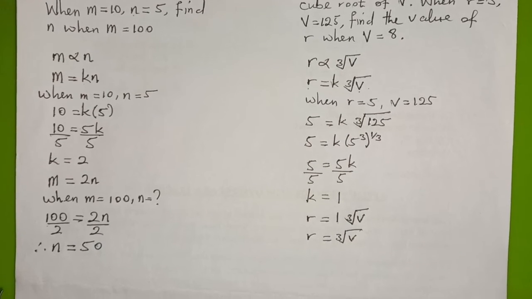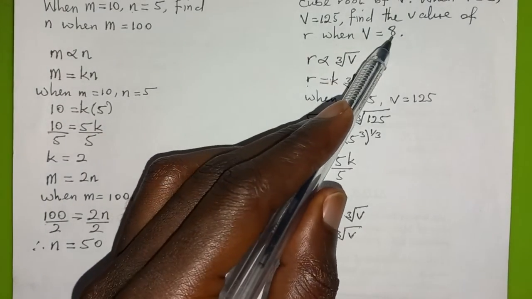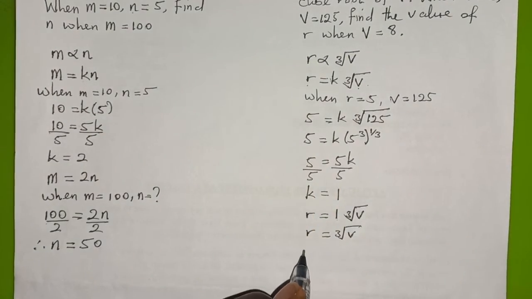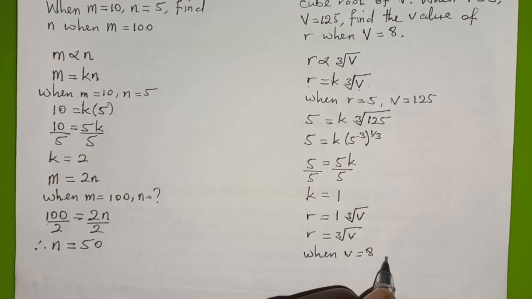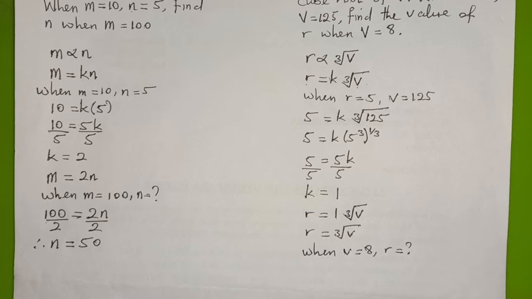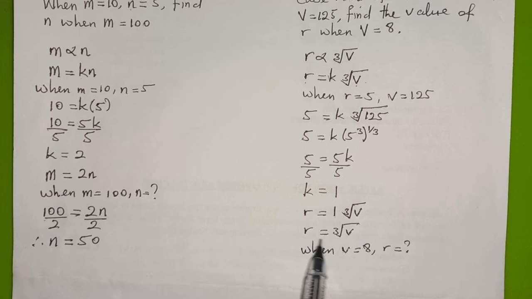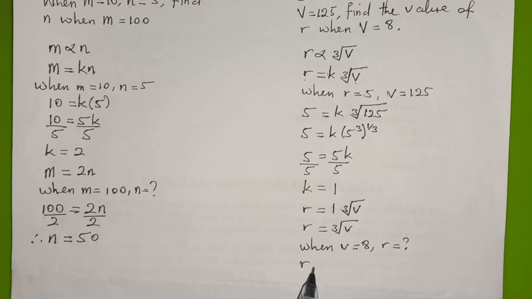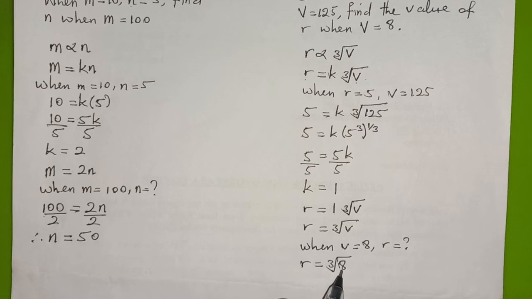What we then need to do is to find the value of r when v is equal to 8. So when v is equal to 8, our r is not known. So in our formula, we are going to replace our v by 8. This will become r equals cube root of 8 because our v will be replaced by 8.